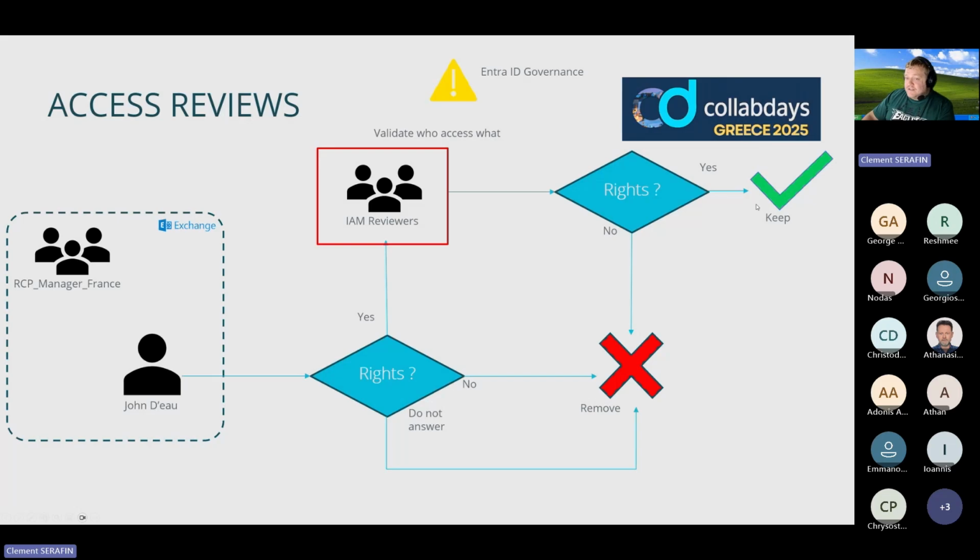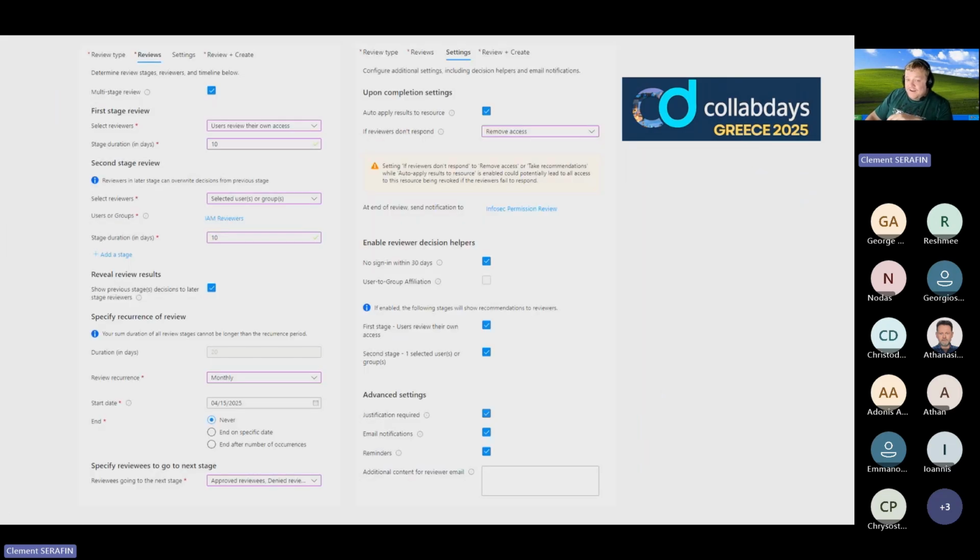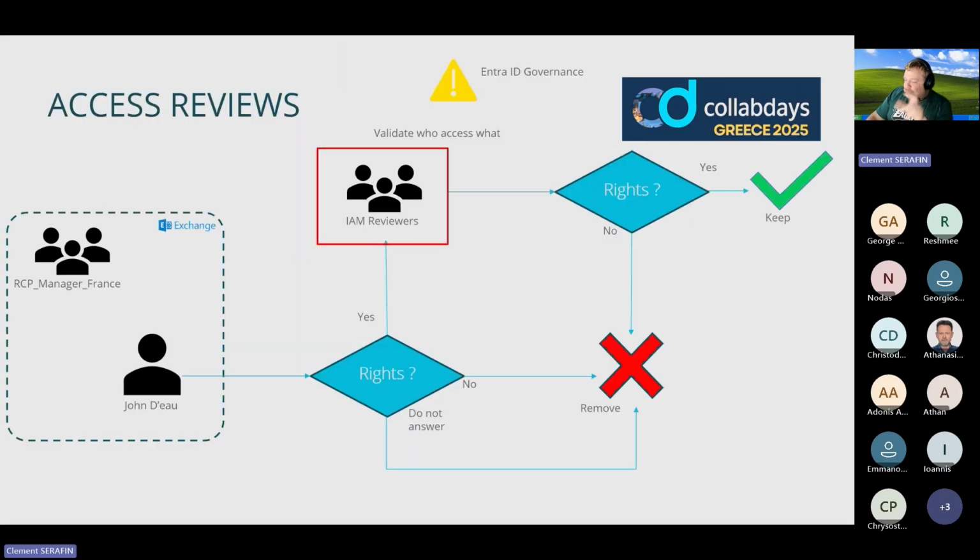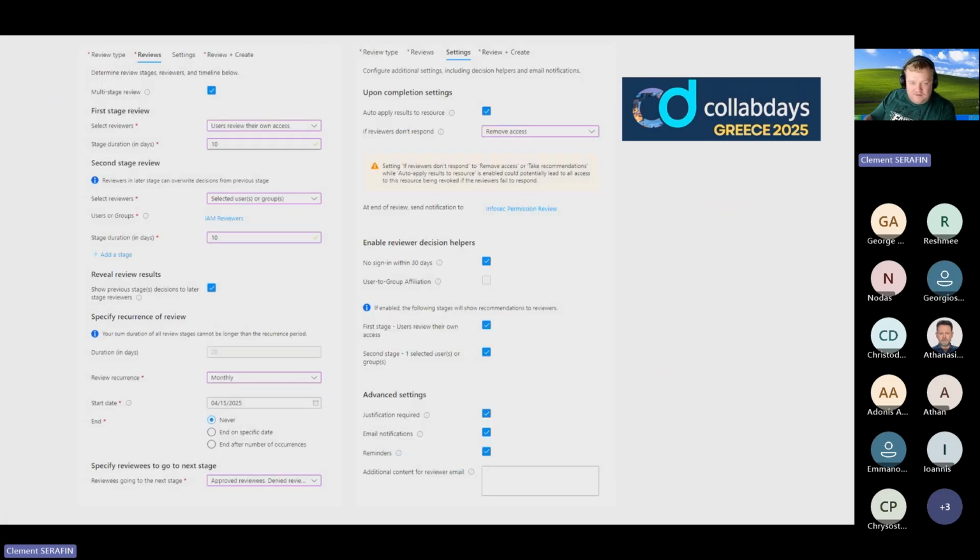What is good with Entra ID governance is that when you are making an access review, it's really simplified. Sorry, here it's the admin access, but when you are making the review with Entra ID governance, John is receiving a mail. He clicks on the mail: yes, no, justification. The IAM reviewer after will get a mail: John doesn't need permission, yes, no, justifications.